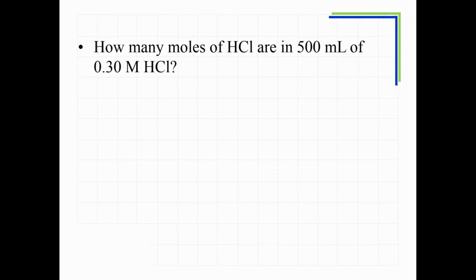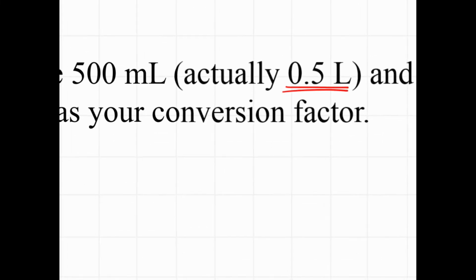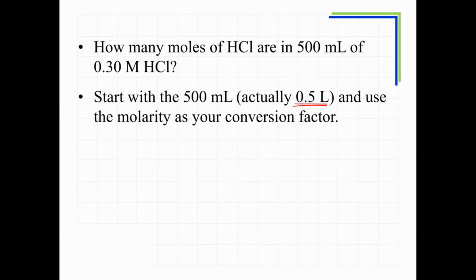Okay, now let's stay on the computer screen here. How many moles of HCl are in 500 milliliters of this 0.3 molar HCl? Well, we know that we're going to start with 500 milliliters, and that's the same thing as 0.5 liters. Now, as I said, we have a tool that will get us from liters of solution to the moles of the solute.